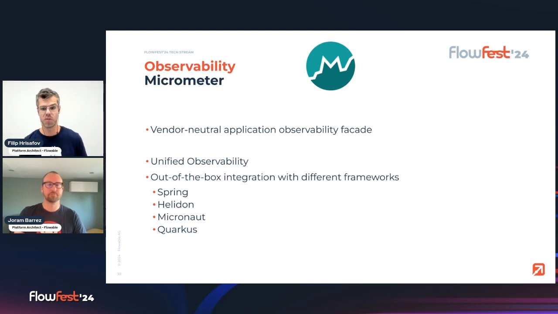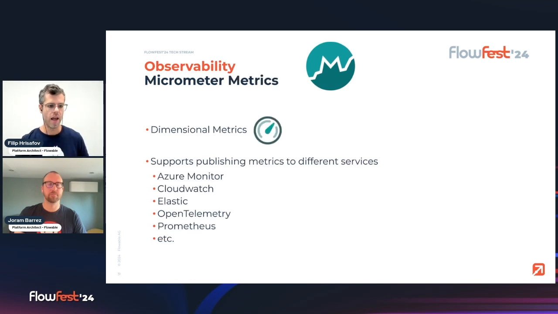And it has out-of-the-box support for different frameworks such as Spring, Helidon, Micronaut, and Quarkus. So it is not only used in the Spring world, which Flowable is using, but it's basically the JVM standard, I would say, at the moment. And it has two parts.